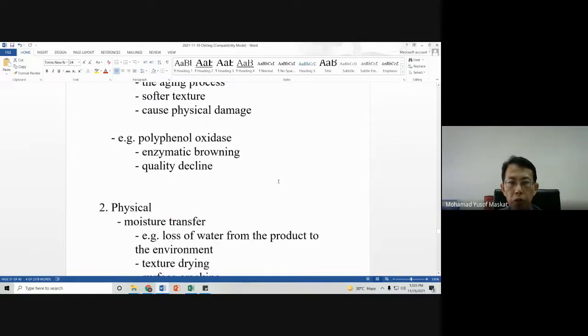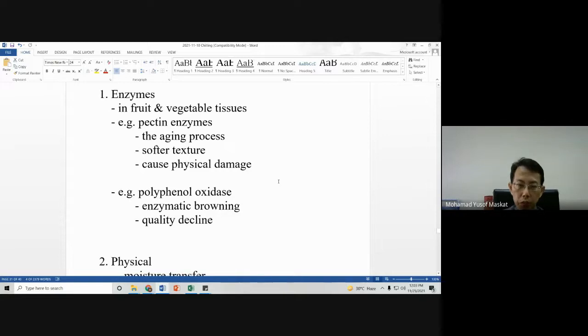And then also polyphenol oxidase. This is a very important enzyme. All of you should remember this. It is polyphenol oxidase, or what we call PPO. In food there are 4 types of browning.